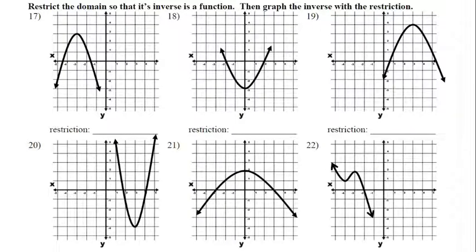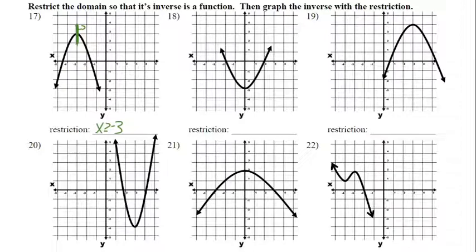So number 17, the best way to break these is right here, right there at your vertex. So if I want the right side, that's when x is greater than, we're going to say greater than or equal to -3. And I got my -3 from right there. That's where the x-coordinate is.